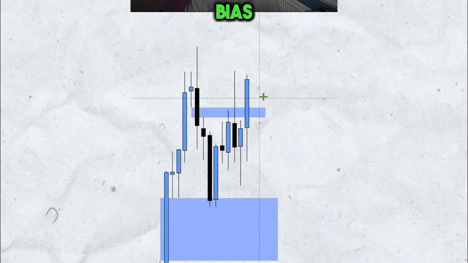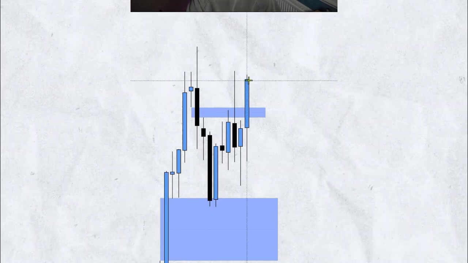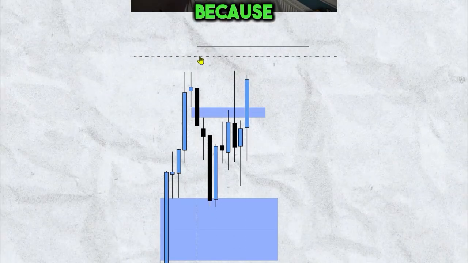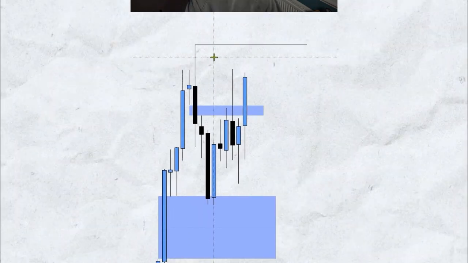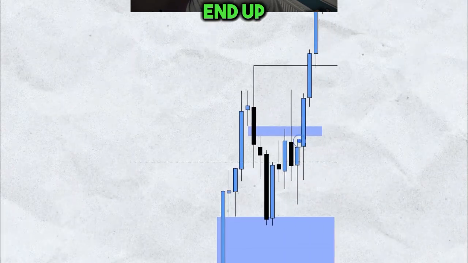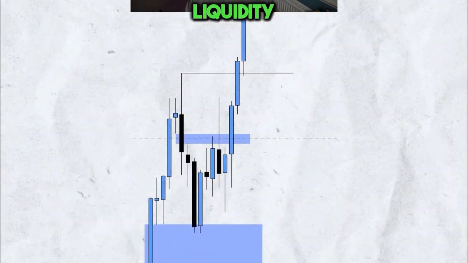Now my daily bias is going to be bullish, so when I am trading, I'll most likely only be looking for long positions, and that is because we should come up and take some sort of buy side liquidity that is resting in the market. And as you can see, we end up coming up and smashing out the buy side liquidity, and we still look very bullish.